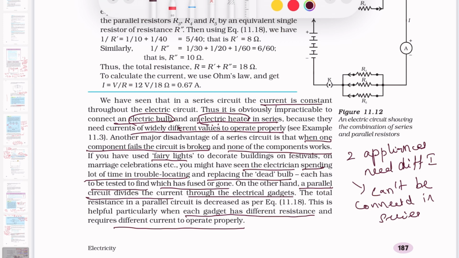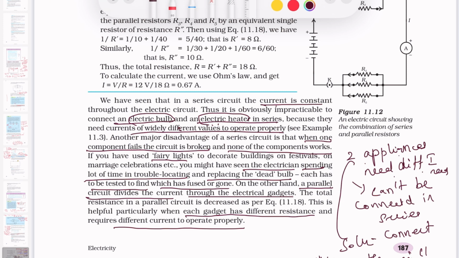So if I want to use different appliances with different current needs, then the solution is I will connect them in parallel. We also know different resistors need different current to work properly, provided here V will be same. So this is all about the resistors connected in series and resistors connected in parallel.